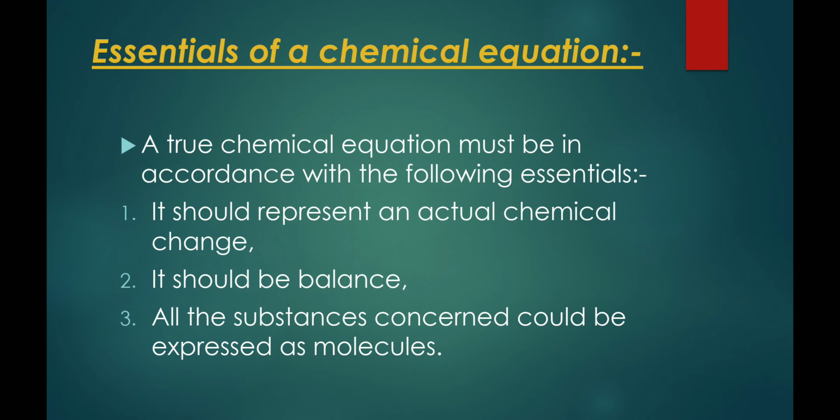What are the essentials of a chemical equation? A true chemical equation must be in accordance with the following essentials. Number 1, it should represent an actual change. An equation should be balanced, and all the substances concerned could be expressed as molecules.